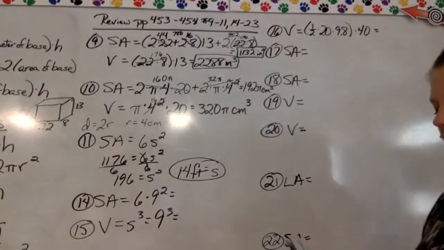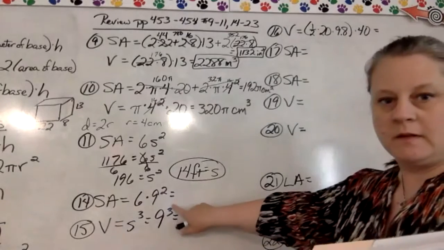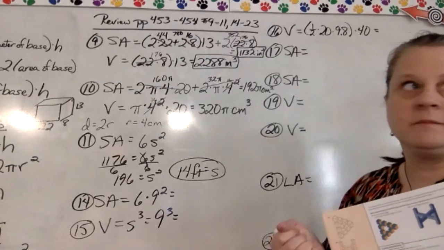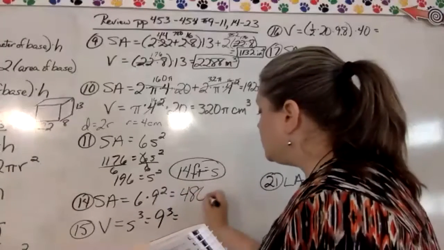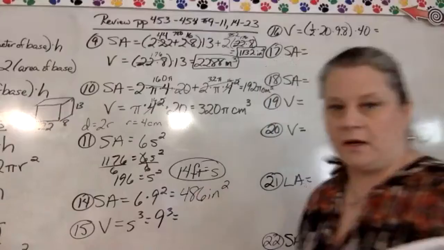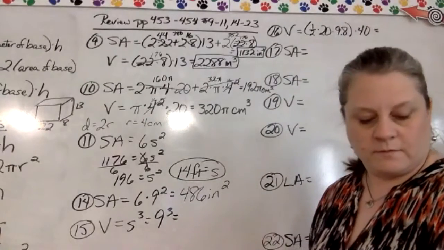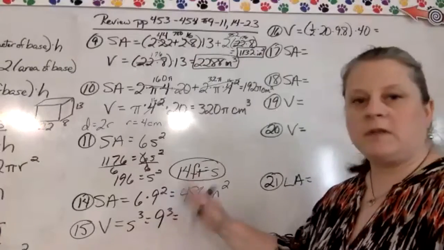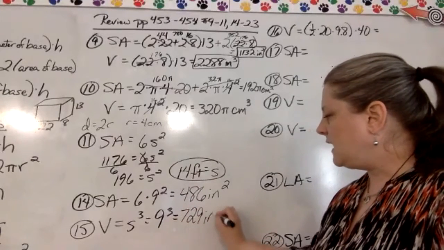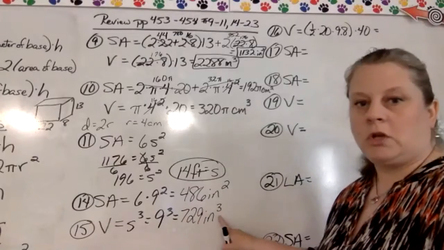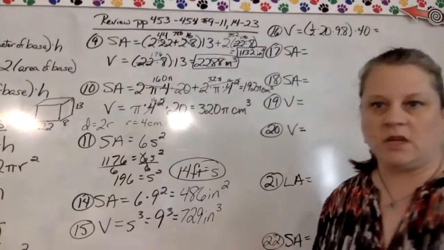You got yours? Okay, what was our surface area of the cube? That's this first one here, number 14. I got 486, and it was inches, so it's inches squared. And then our volume, 9 cubed, 9 times 9 times 9 is 729 inches cubed. Remember, area is square units, volume is cubic units.